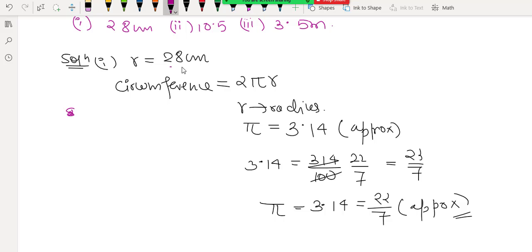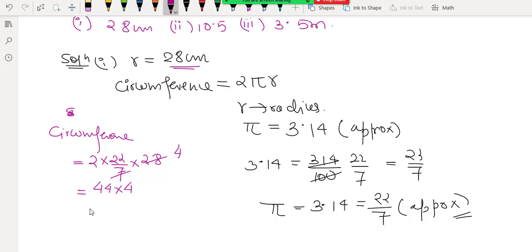In the question, the value of r is given as 28 centimeter. So the circumference is equal to 2 into pi. Pi means 22 by 7, into radius. And how much is the radius? Radius is 28. So we can simplify it, 7 fours are 28. So here we will get 2 into 22, it will become 44 into 4. So 44 into 4 means 4 fours are 16, here we write 6, carry 1. 4 fours are 16 plus 1, it will become 176 centimeter. So this is the circumference of a circle, approximately 176 centimeter.